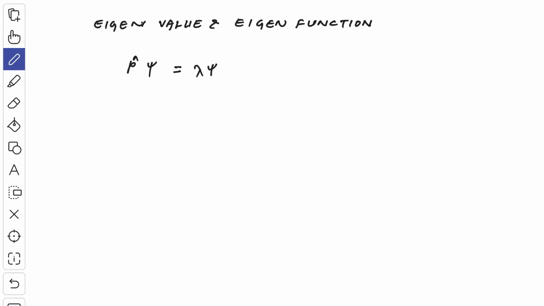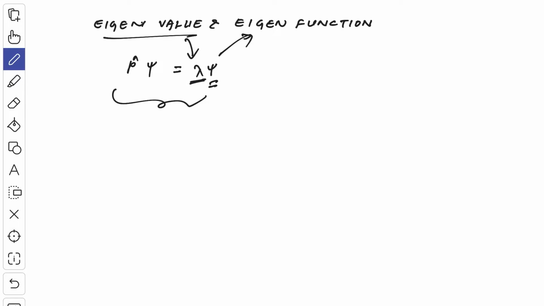So in that case, this lambda is said to be the eigenvalue, and this function is the eigenfunction, and this equation is called the eigenvalue equation. So hope you have understood this.